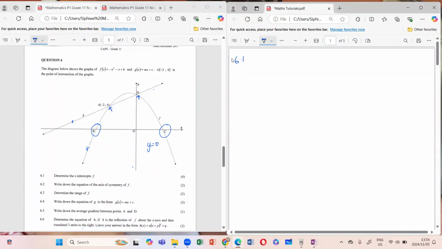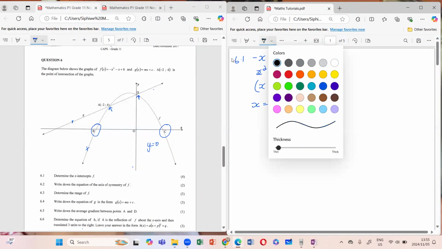6.1, we're going to set minus x plus 6 equal to 0, and multiply throughout by negative to make the x positive. Then we have x equals 6. That's 6.1 done.